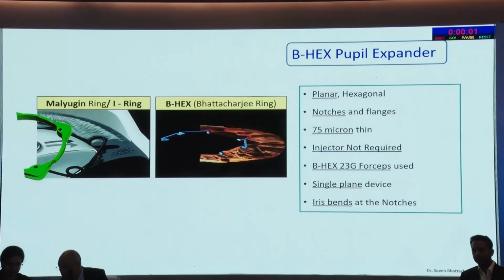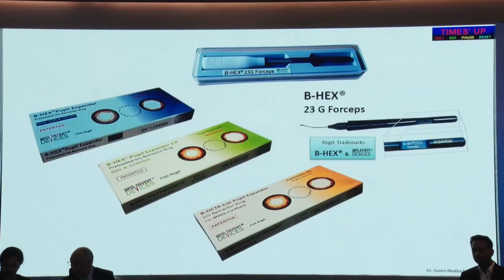So there came the BX pupil expander, the uniplanar device, which was very different from all others, very thin, and had notches and flanges, does not require an injector, and it bends, iris bends along the notches. And this is the whole armamentarium that we have now.